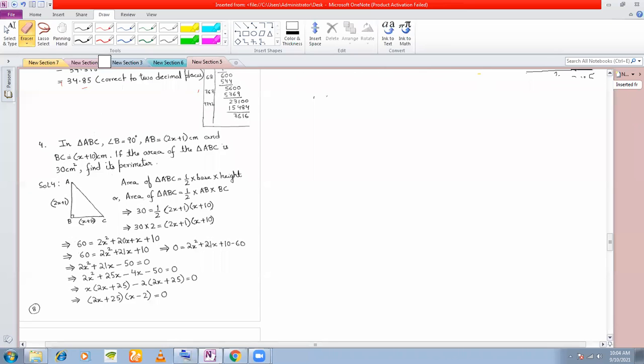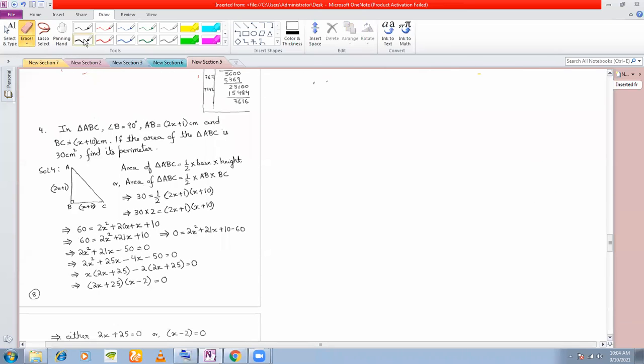Next question is, in triangle ABC, angle B is equal to 90 degree. AB is 2x plus 1 and BC is x plus 10. If the area of triangle ABC is 30 centimeters square, find its perimeter. So this angle B is given to be 90 degrees. So evidently this is a right angle triangle. Let us draw a right angle triangle.